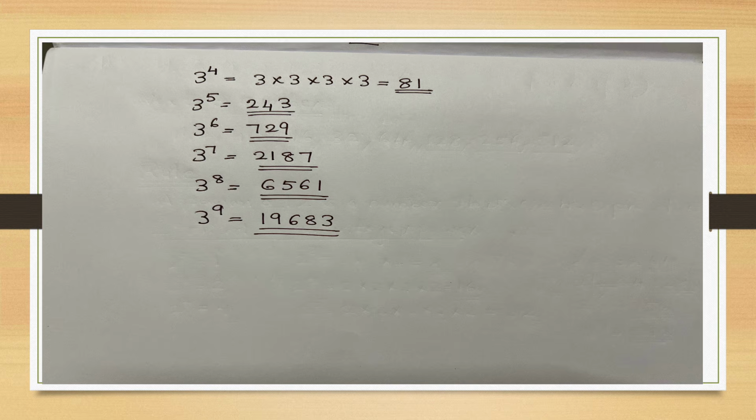3 raised to 7, 2187. Then 3 raised to 8, 6561. 3 raised to 9, 19,683. So the sequence is 1, 3, 9, 27, 81, 243, 729, 2187, 6561, 19,683. So this is a sequence of powers of 3.